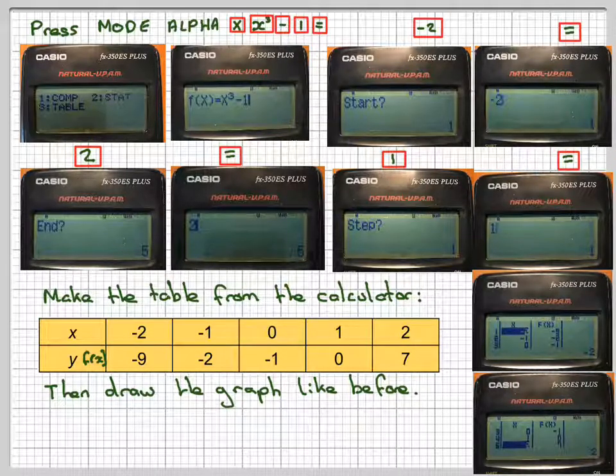Okay, so this has been a video to show you how to draw a cubic graph using a table method and then using your Casio calculator. The particular model that we were using was the FX350ES Plus. Okay, I hope you've understood, and I thank you very much for watching.